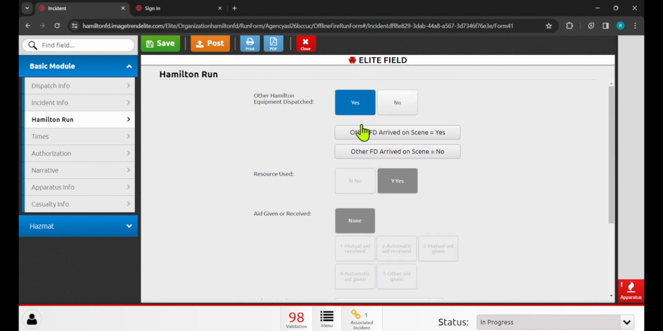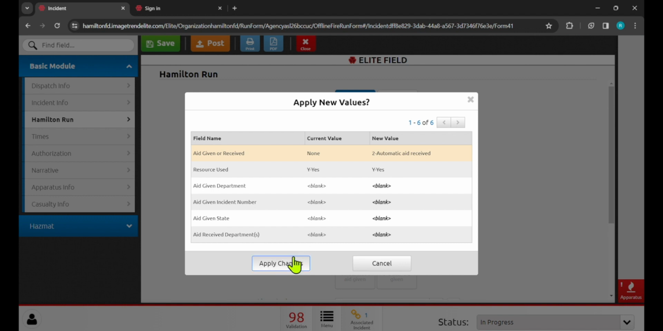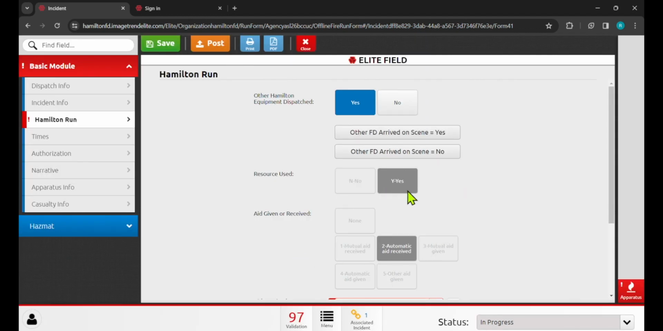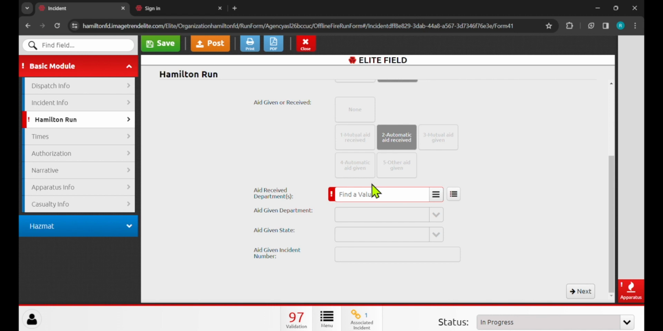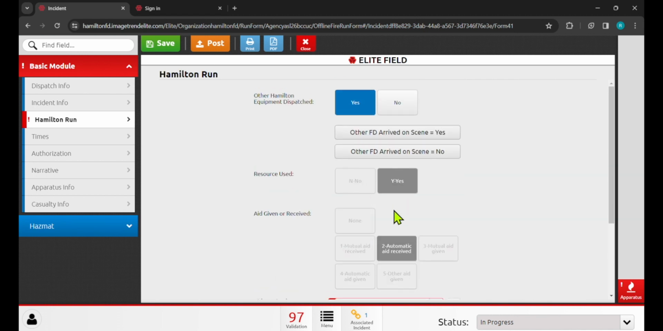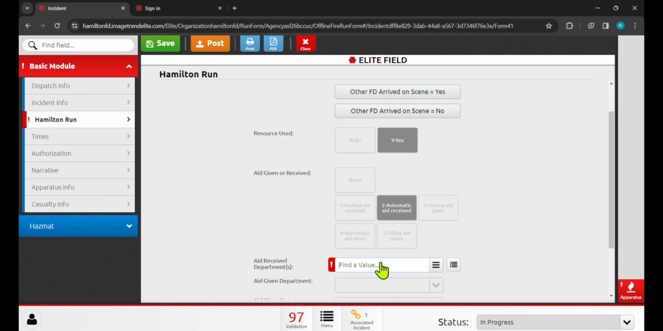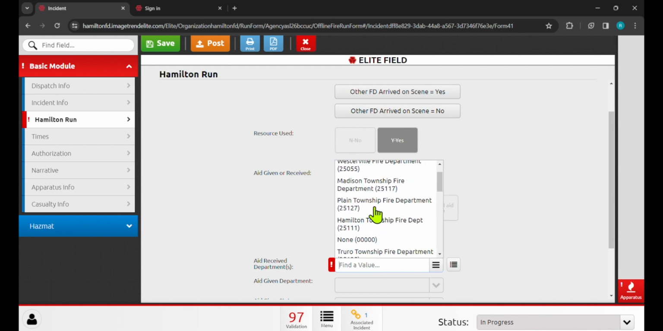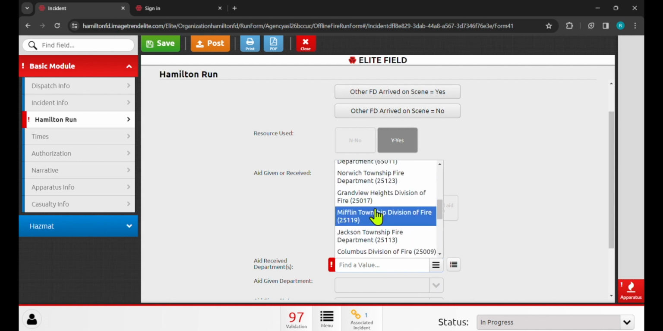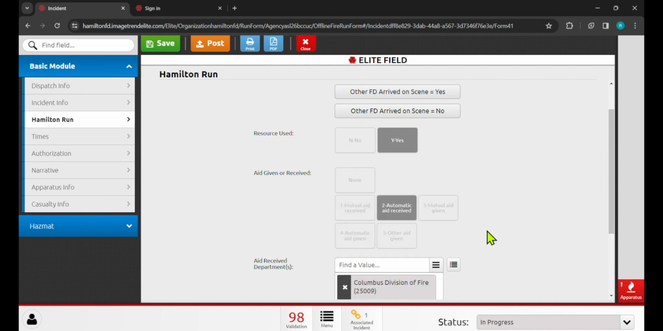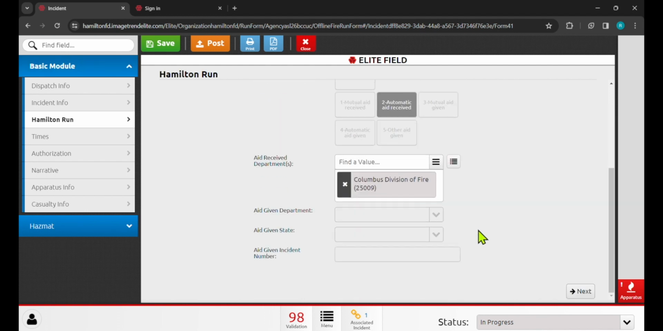Okay. So let's go back. Let's say they did arrive on the scene. So we utilized some aid. Everything we do is automatic because we are automatically dispatched by Columbus Fire. And as we talk in person, I can explain some differences between mutual and automatic aid. And now we just need to say who was it? Who came to help us? Okay. Columbus Division of Fire is always a good one, multiple times a day.